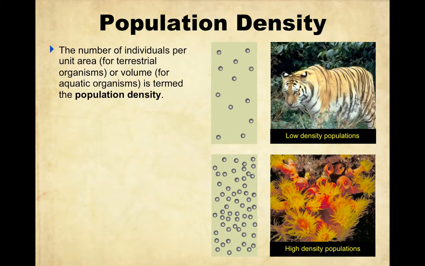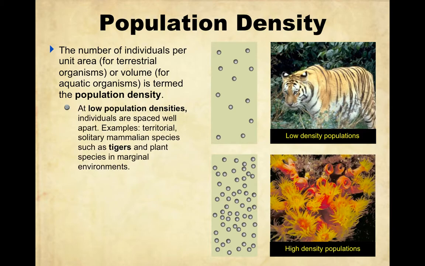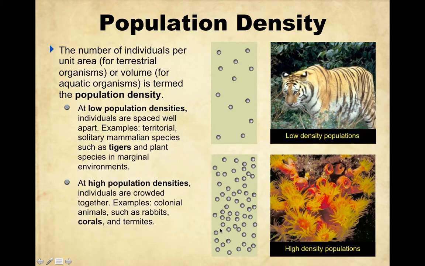So for population density, we're looking at the number of individuals per unit area for terrestrial organisms or volume for aquatic organisms. So if there are low population densities, then they're spaced really far apart. Okay, so an example is these molecules or Sumatran tigers. High population densities is when the things are clumped together. So these molecules basically are symbolic of high population densities. So colonial animals such as rabbits, corals, and termites exhibit high population densities.